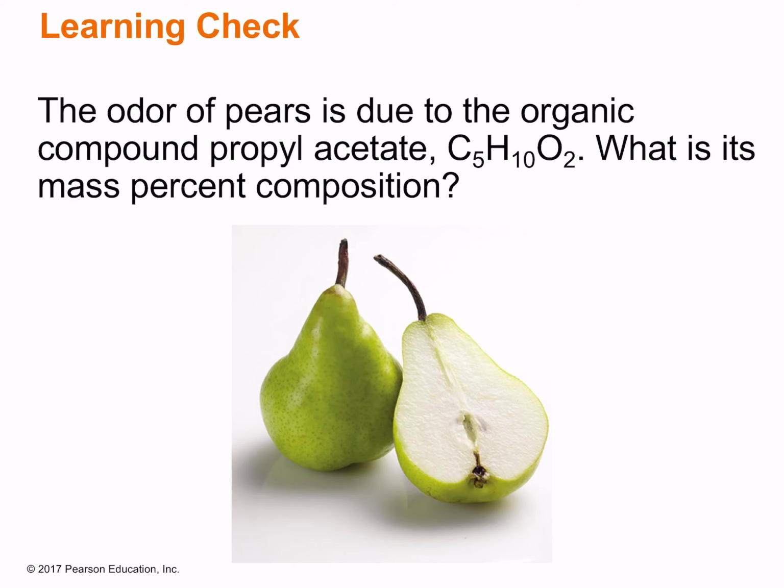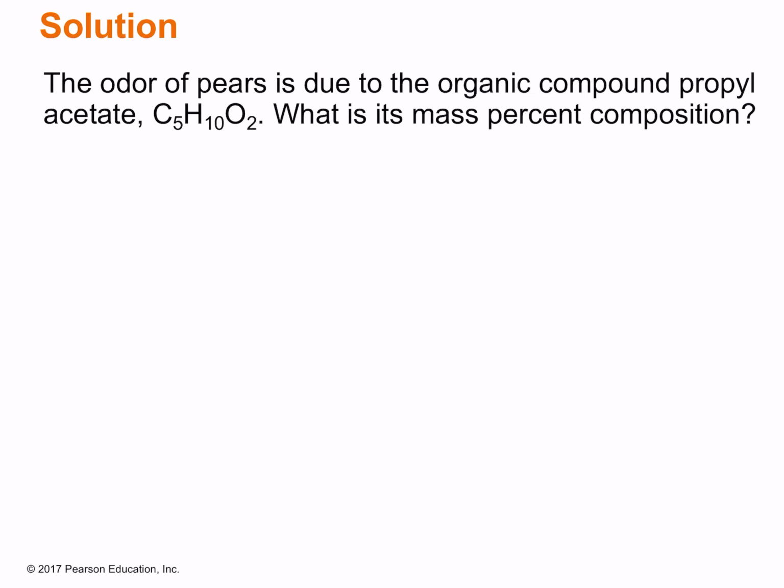And so we'll figure out the mass percent of carbon, the mass percent of hydrogen, and the mass percent of oxygen in this compound, propyl acetate. So here's how we do it. It's very similar to finding molar mass. So the first thing you're going to want to do is actually go through and find the molar mass, just like we were doing before.